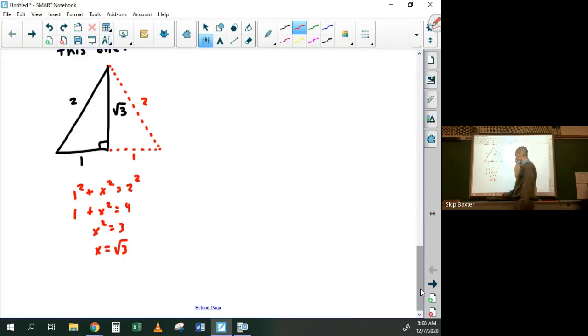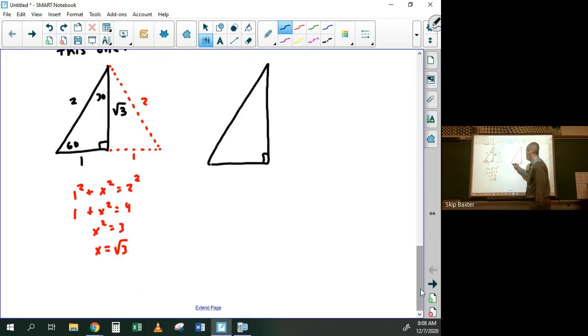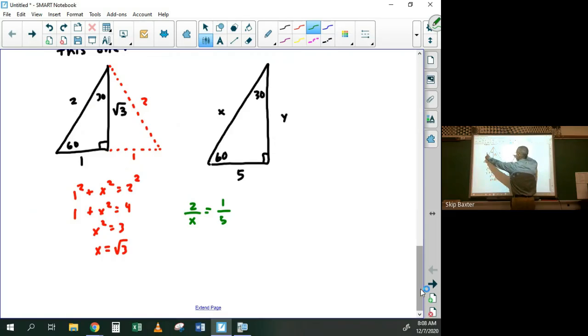So if I have another 30, 60, 90 triangle, like suppose, so this is 60, and this is 30. Suppose I had another one, and its short leg right here is 5, let's say. And I'm trying to find the other 2 sides. Say this is x and this is y. Okay, I could just set up proportions. To find x, I could say 2 is to x as 1 is to 5, right? Hypotenuse is to hypotenuse as short leg is to short leg. And then just cross multiply, x equals 10.